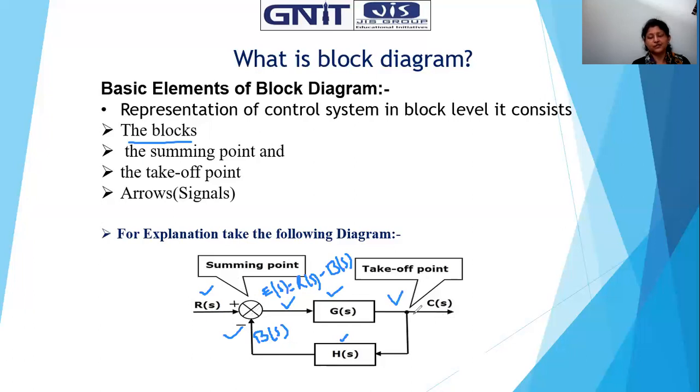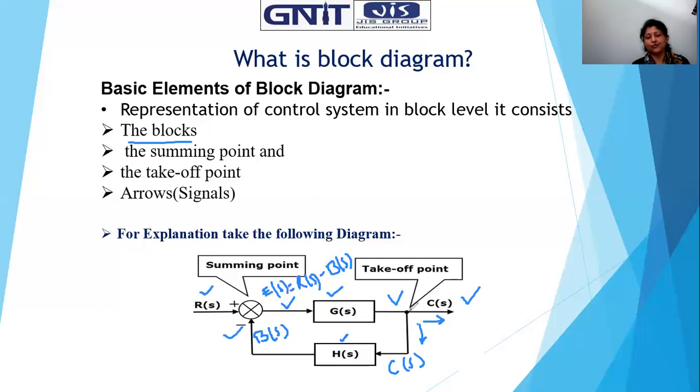Another point we commonly observe is called the takeoff point. So what is the takeoff point? There are two parts of the signal: one is coming towards the output, another is going towards the feedback. So there are two branches involved. The same signal is coming as the control variable and is also fed to the feedback network. That's why it is called the takeoff point, because the signal is taken from there.